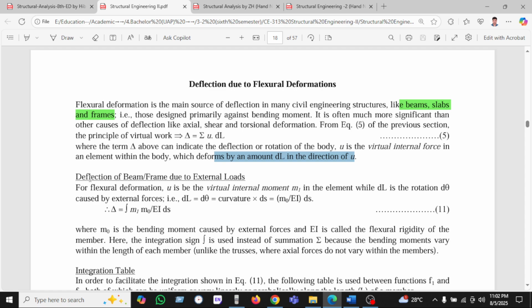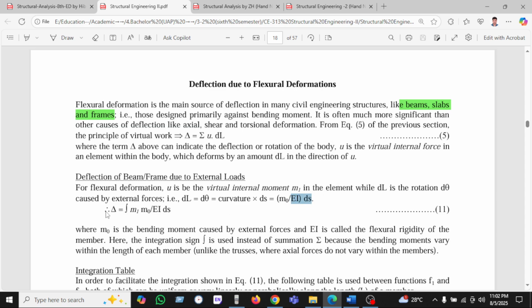So deflection of beam or frame due to flexural load. We know for flexural deformation we use the virtual internal moment m1, in the element where dl is the rotation caused by the external force, dl equal to rotation, which is curvature into dx. We can say M divided by EI into ds.